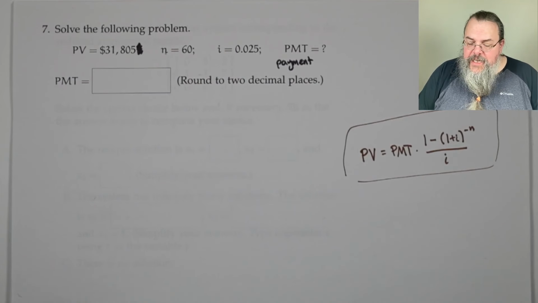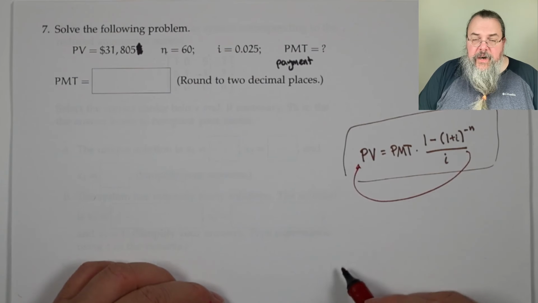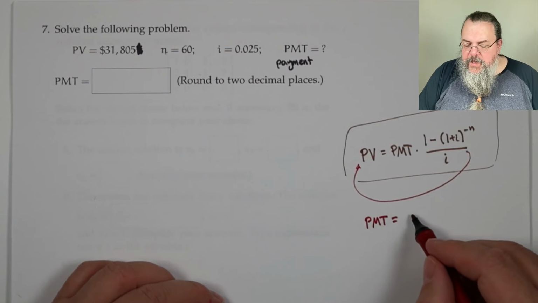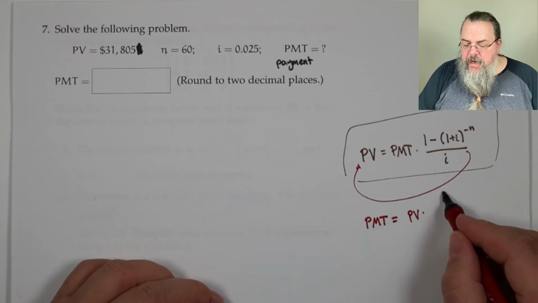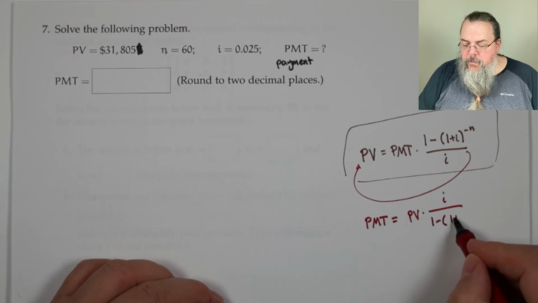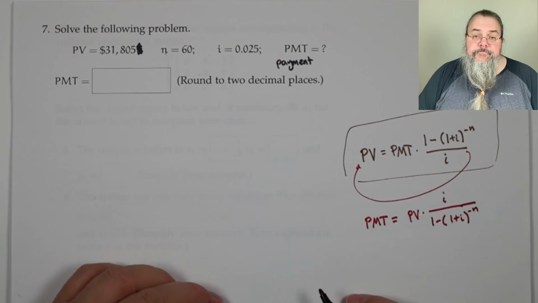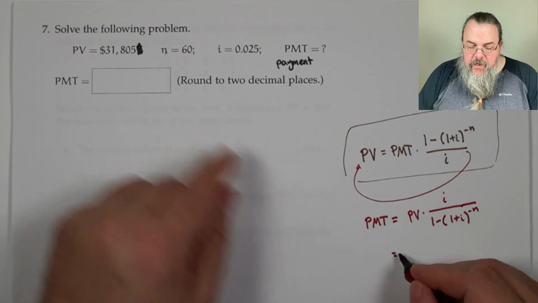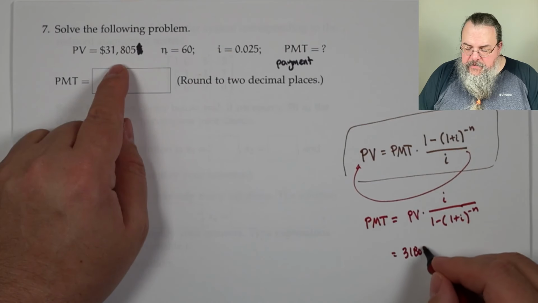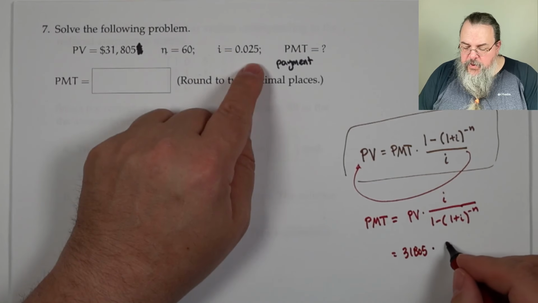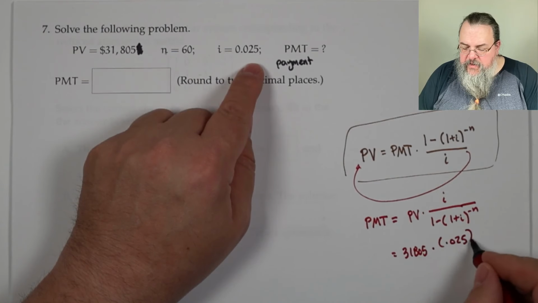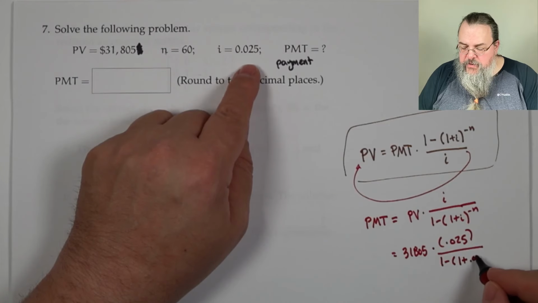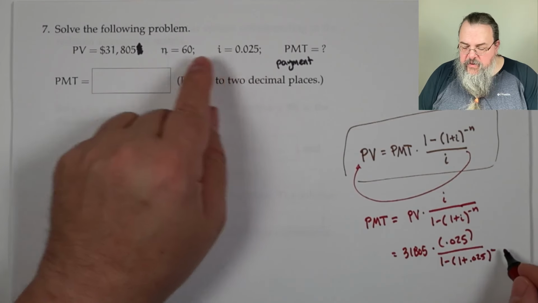Now, before I actually get there, we'll go ahead and move this across. And so our real formula, as we rewrite it, says payment is the present value times I over 1 minus (1 plus I) to the minus n. And so for us, that would be 31,805 times 0.025. Right, that's our I, over 1 minus (1 plus 0.025) to the minus 60.